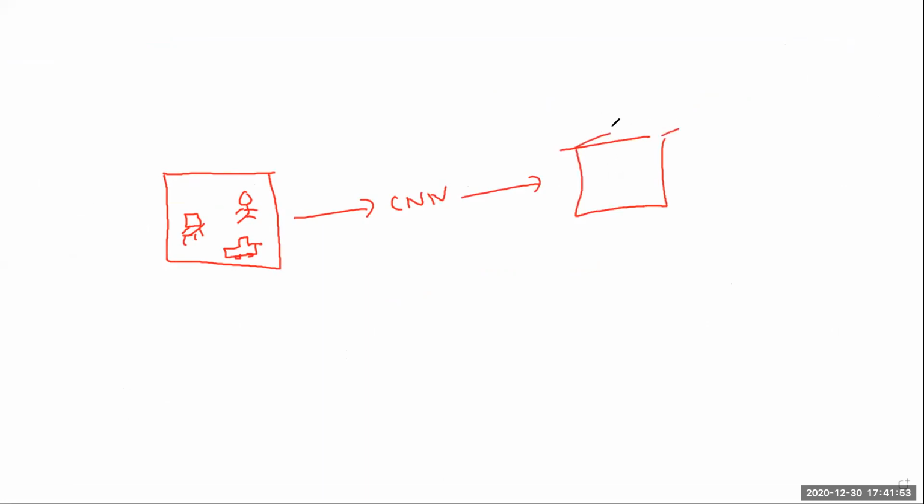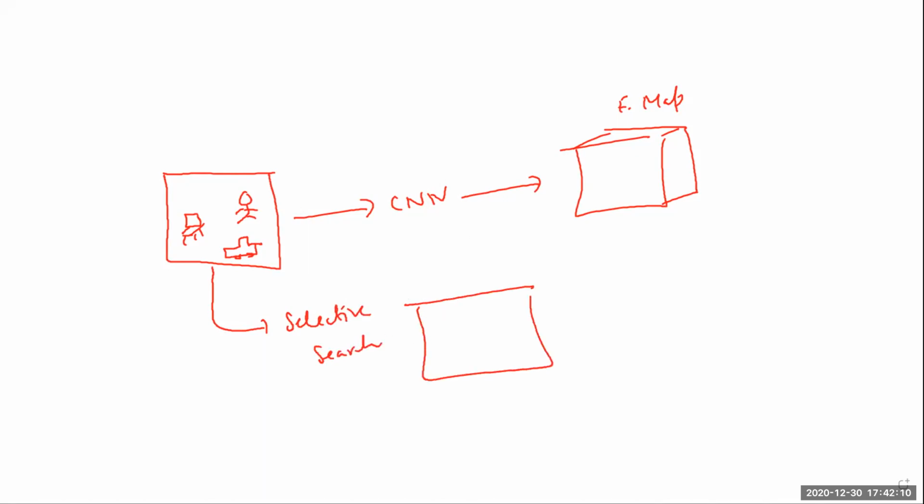This is some feature map which has a width, height, and depth. And you are also feeding the image to selective search, and selective search will produce region proposals, right? It will give you different boxes where it thinks that some object can be present. So it is like that.